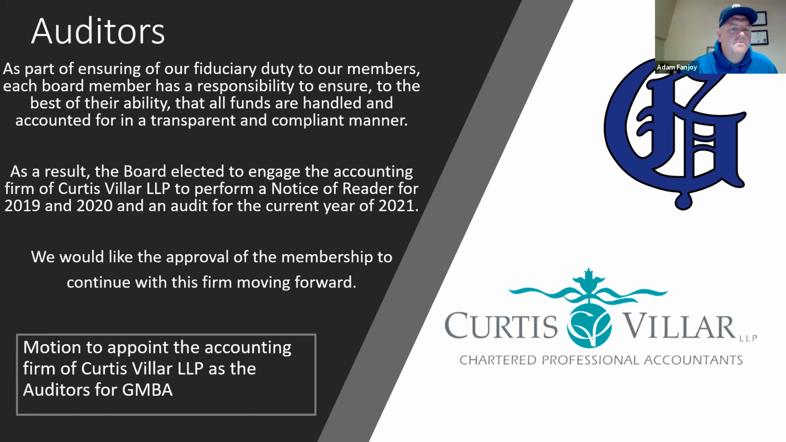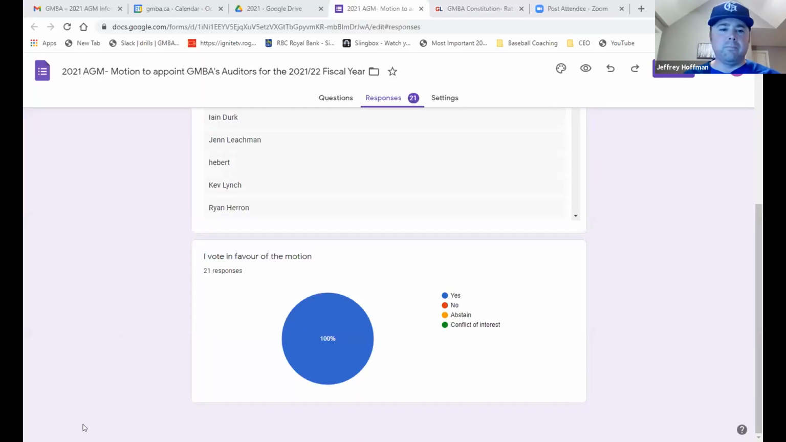Thanks, Adam. So we're at 20 responses. We need a couple more here just to get this over the top. Oh, actually, there we go. Perfect. And here's our auditor's motion with 22 votes.